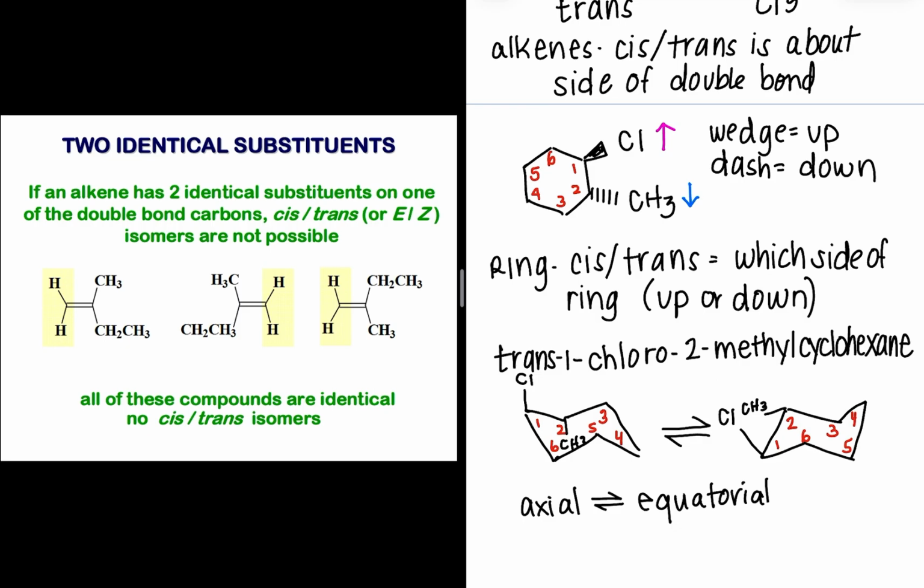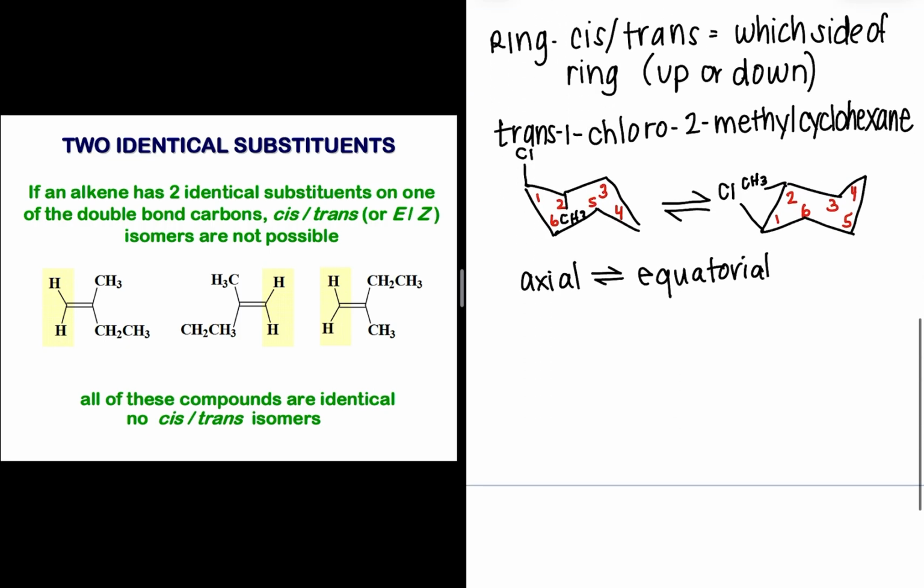So if I have a molecule that is an alkene that has 2 groups on one side of the double bond that are equivalent, like this, the methyls, I have 2 methyls on the left side of this double bond. In this particular case, there's no cis or trans.